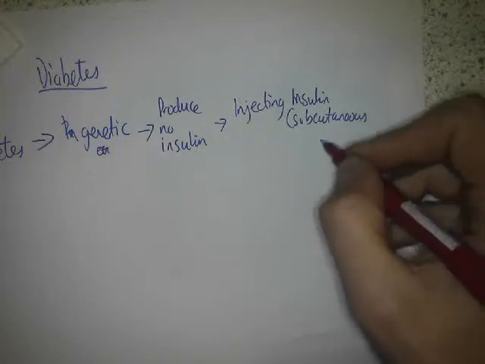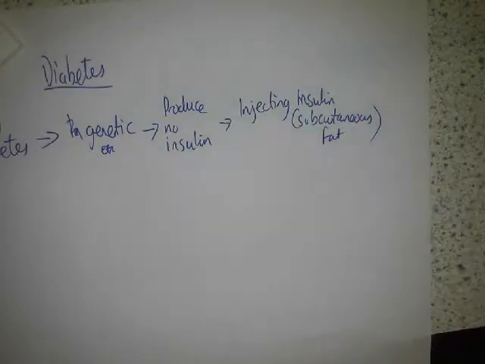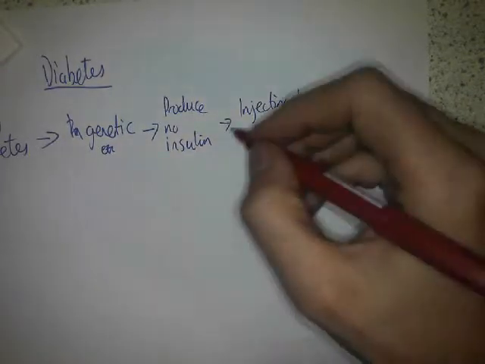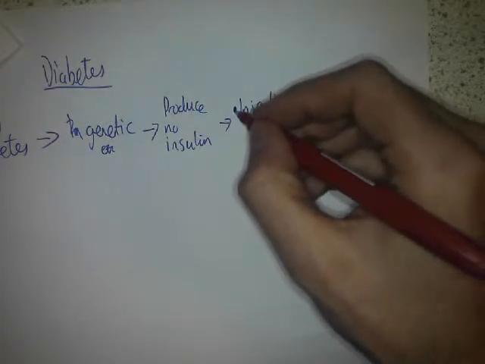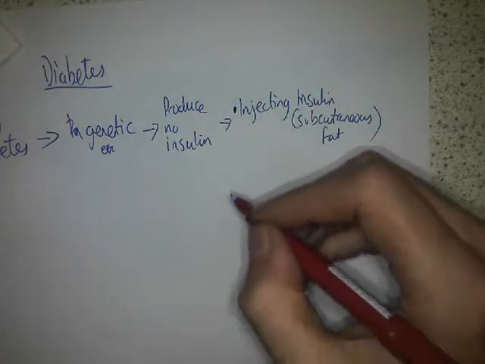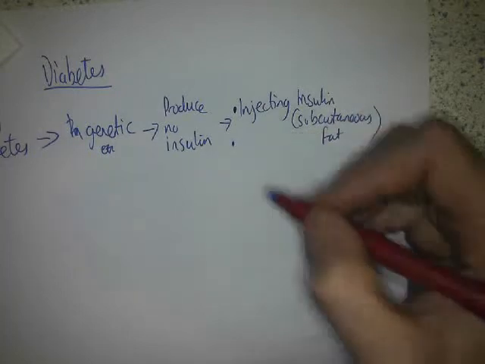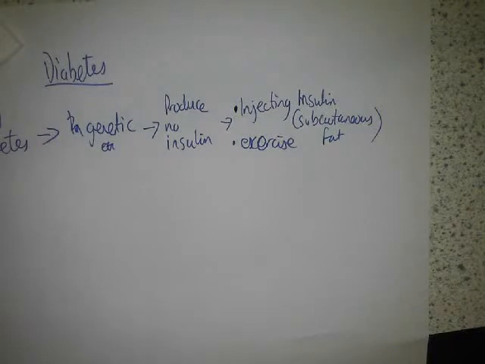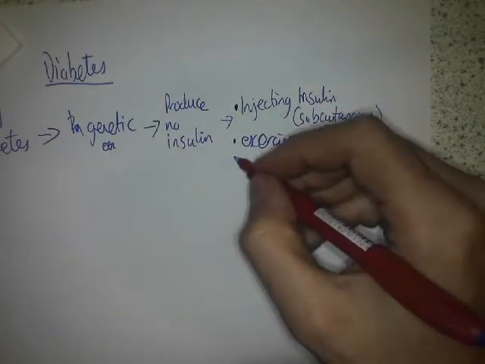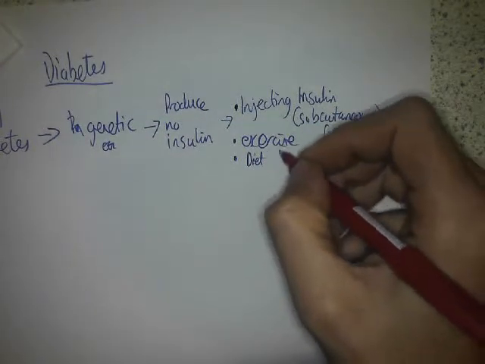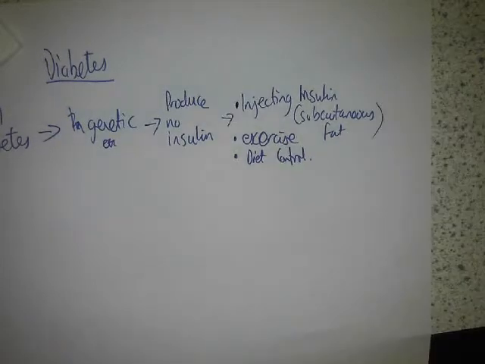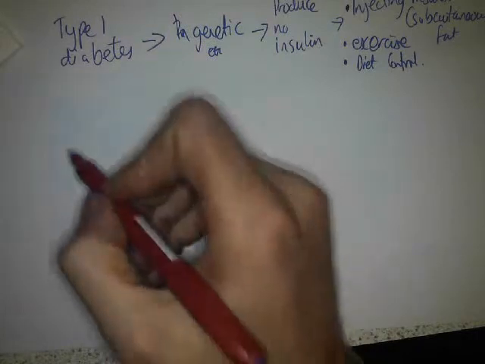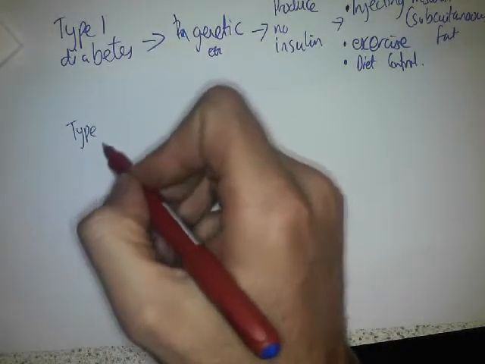Subcutaneous fat, beneath the skin. They also may exercise more depending on their... We're constantly monitoring this externally, and diet control. That's how they will control their diabetes. And lastly then is type 2.